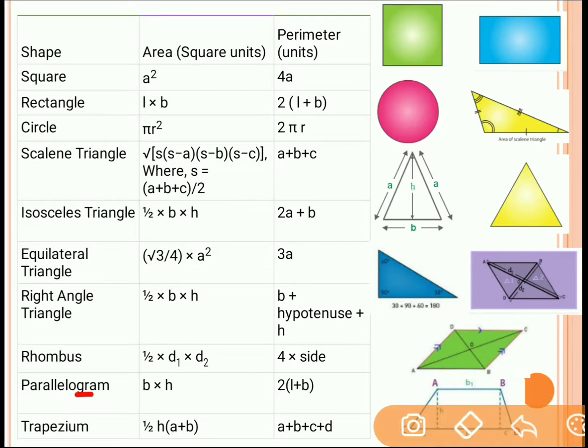Next is parallelogram. In a parallelogram, two lines are parallel to each other. These two lines are parallel and these two lines are parallel to each other. Now, the area of the parallelogram is equal to base into height.